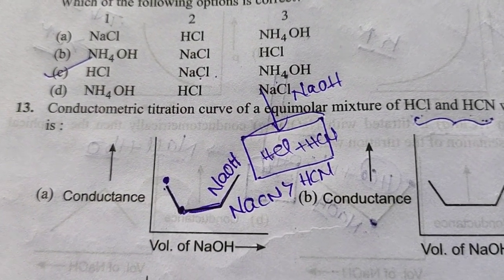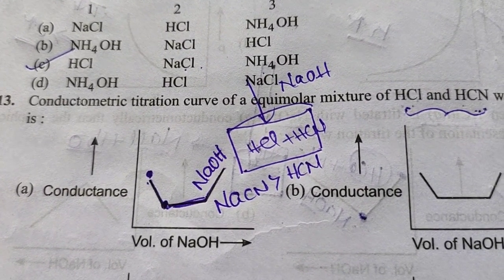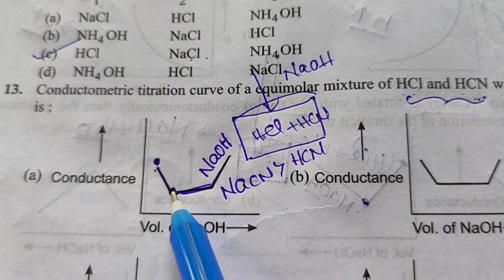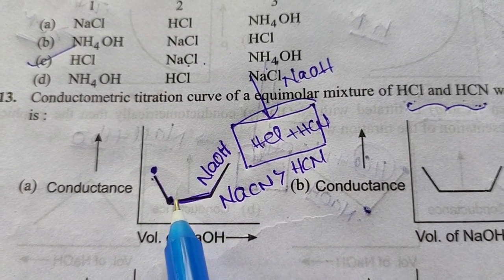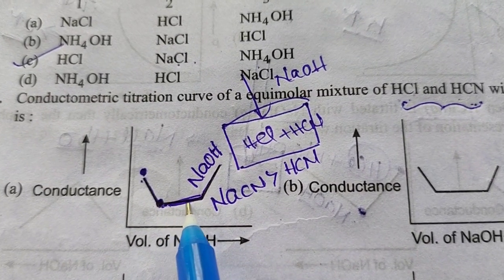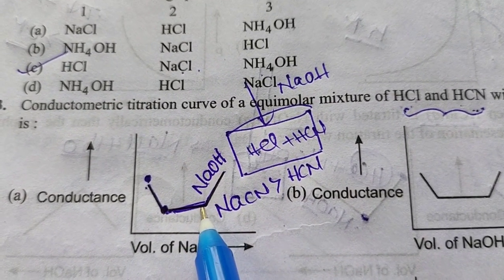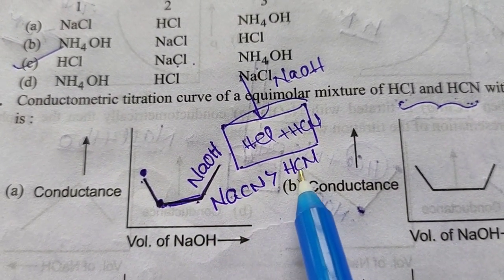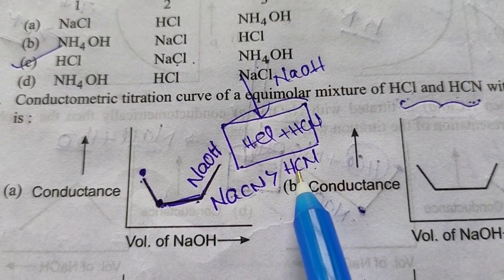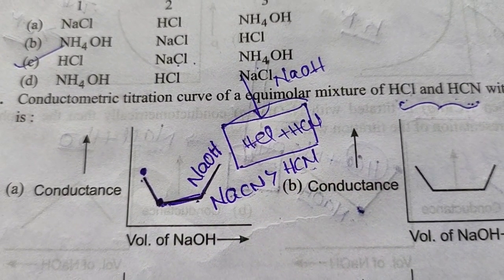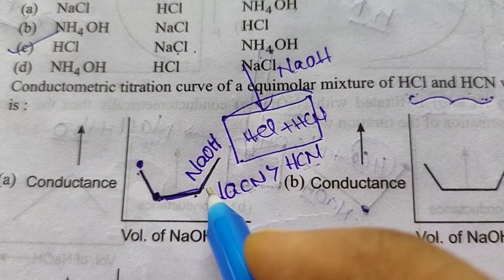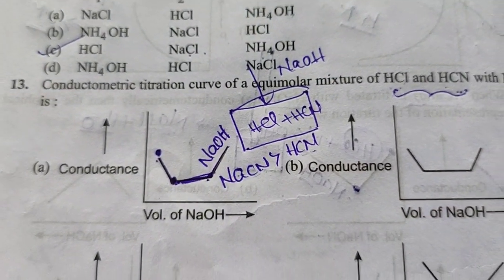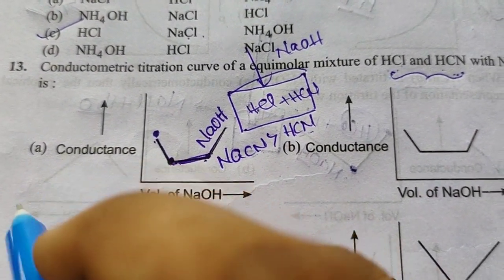First HCl reacts with NaOH to form salt. The conductance decreases until one endpoint. Now HCN reacts with NaOH to form NaCN. NaCN conductance is greater than HCN. Why? Because this is a strong salt and this is a weak acid. So after total completion of HCN, conductance increases again. This is very, very important.